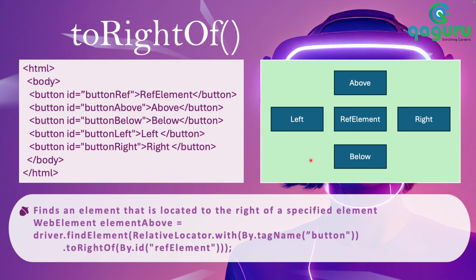Now take a look at the to right of relative locator. Using that, let's try to identify this button with the caption right, corresponding to the position of ref element. So let's go back to the code. Driver dot find element, relative locator with by dot tag name, that means any of these button, and then to the right of by id ref element. So to the right of ref element button is a right button.